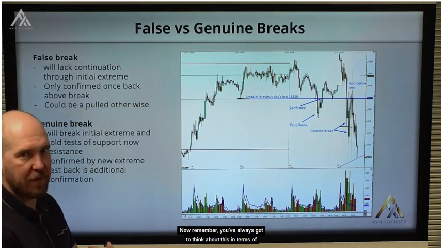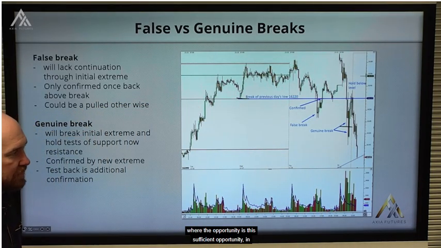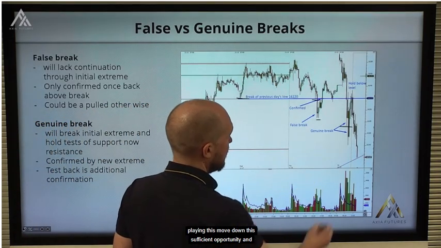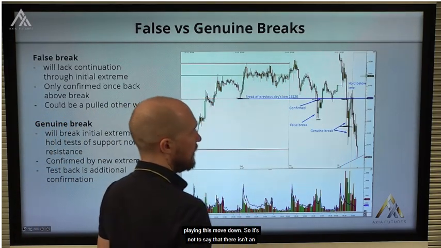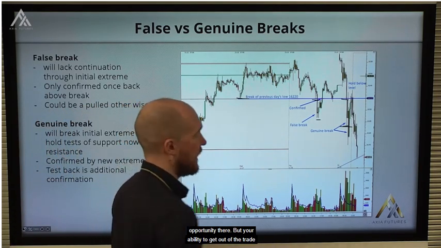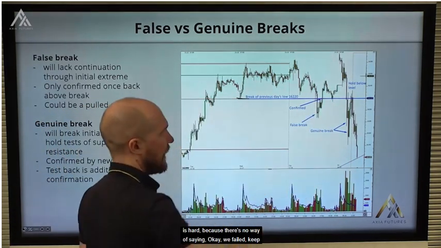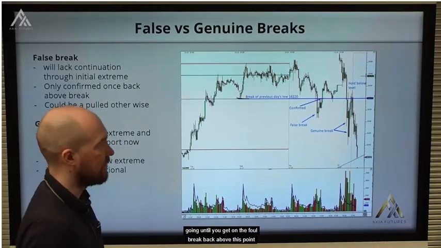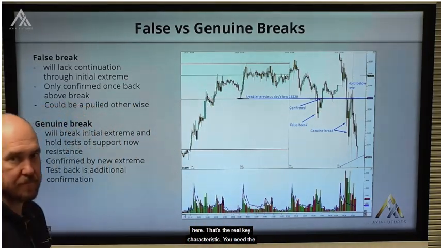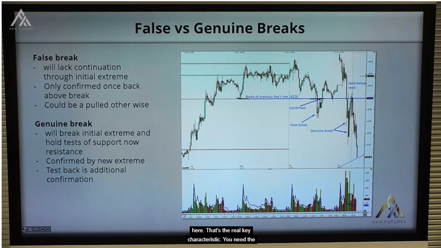Now remember, you've always got to think about this in terms of where the opportunity is. There's sufficient opportunity in playing this move down. So it's not to say that there isn't an opportunity there, but your ability to get out of the trade is hard because there's no way of saying, okay, we failed to keep this going until you get on the fail break back above this point here. But that's the real key characteristic.